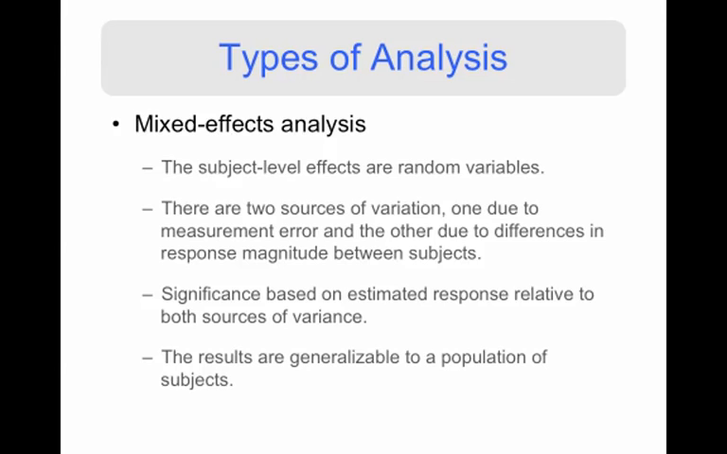So now there's two sources of variation. One due to the measurement error, as in the fixed effects model, but also there's another one due to differences in response magnitude between subjects. So some subjects might have a higher beta value than others due to this between-subject variation. Now significance is going to be based on estimated response relative to both sources of variance, both the measurement error and the between-subject variation. However, because we've incorporated this between-subject variation, the results are going to be more generalizable to a population of subjects. And this is important because we often want to make conclusions that are generalizable to large proportions of subjects, rather than just to the subjects under study.